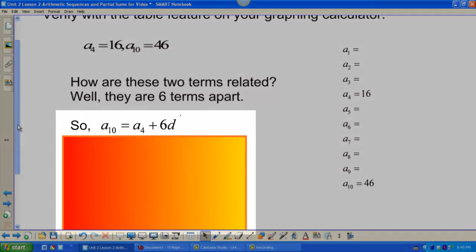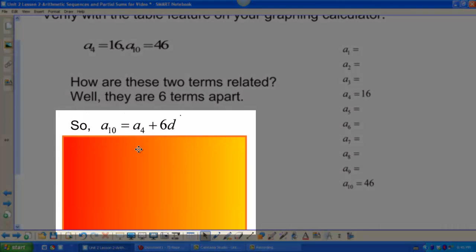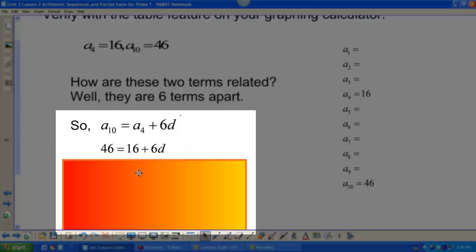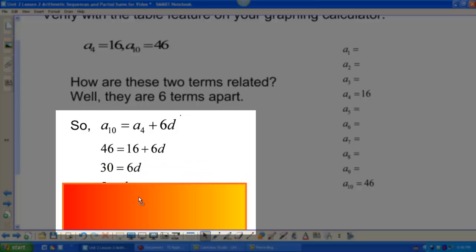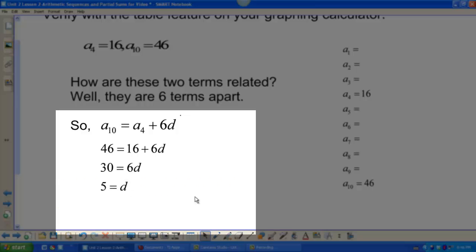Well, let's do a little algebra. I can do some substitution. I know that a sub 10 is 46 and a sub 4 is 16. Then if I solve for d by subtracting 16 from both sides and then dividing by 6, I come up with the common difference is 5.